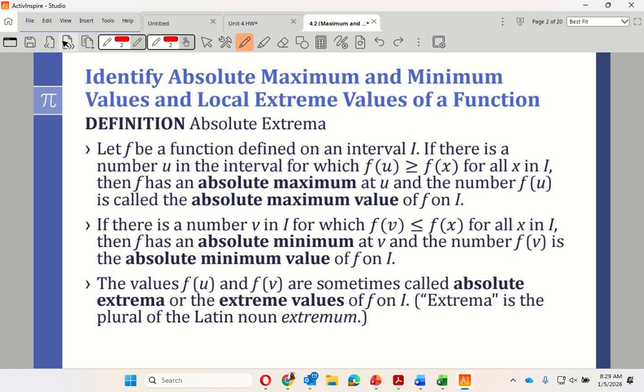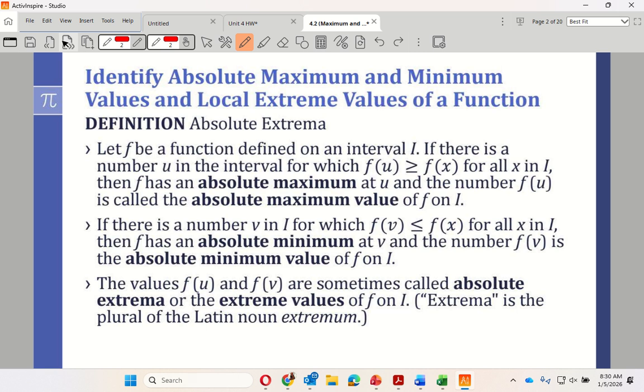If there is a number v on I for which f of v is less than or equal to f of x for all x in I, then f has an absolute minimum at v, and the number f of v is the absolute minimum value of f on I. The values f of u and f of v are sometimes called absolute extrema or the extreme values of f on I.